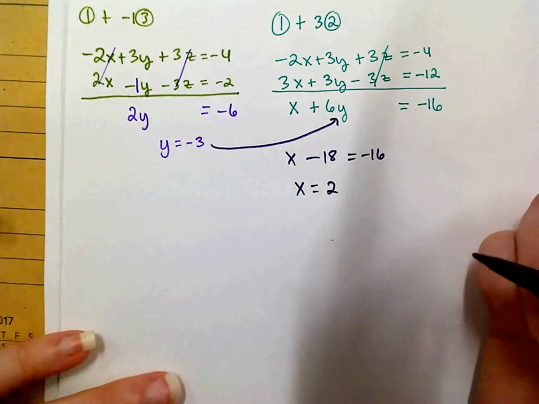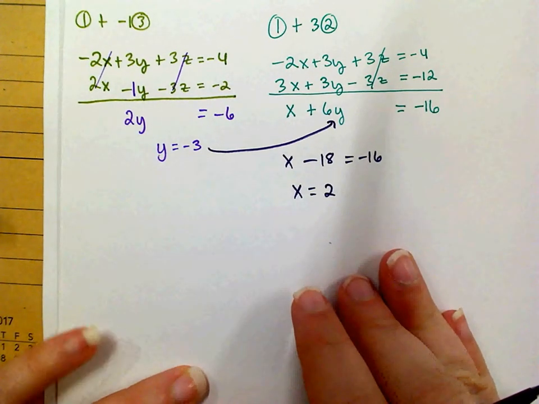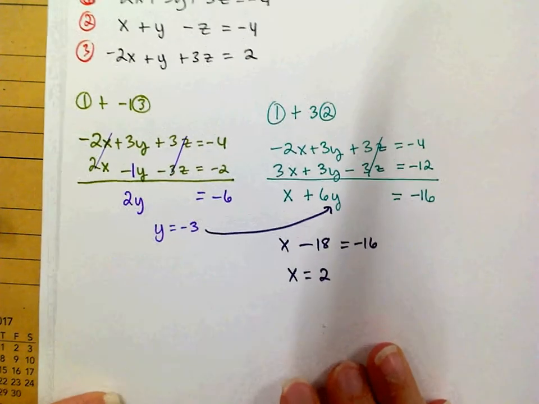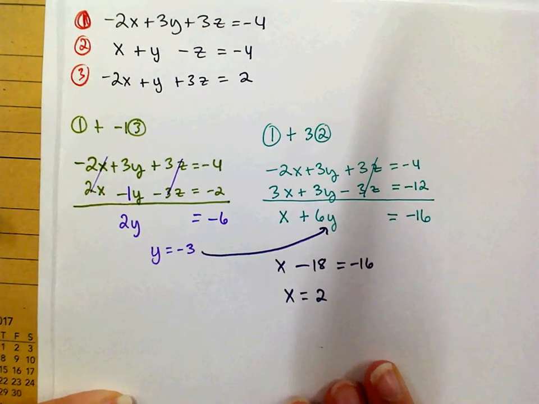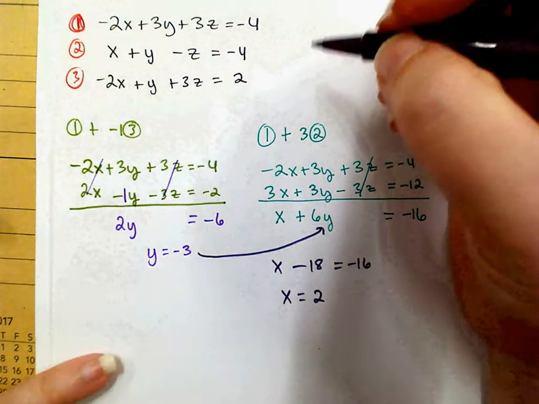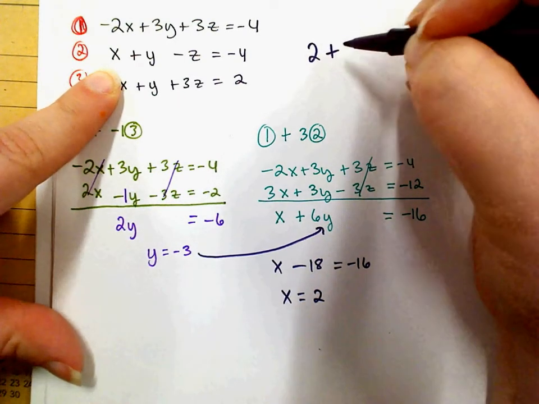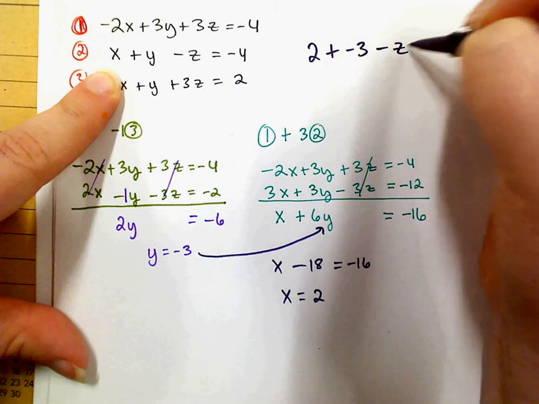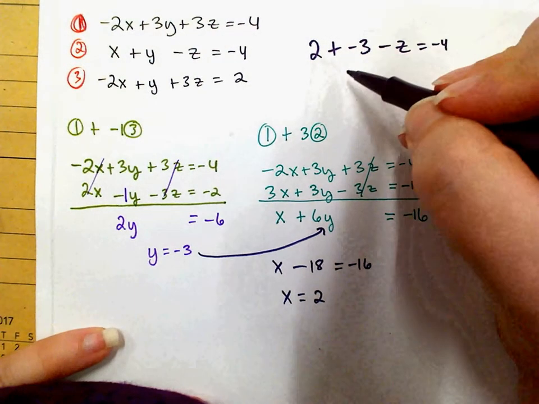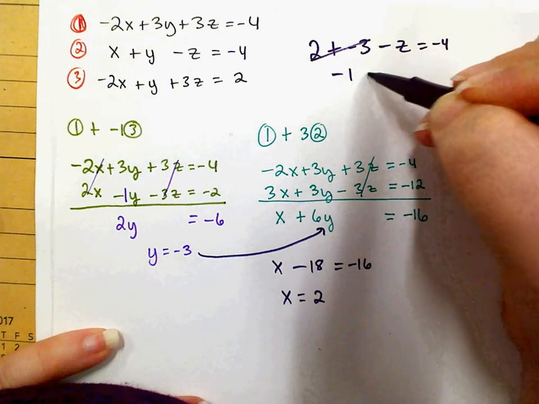Now that I know two variables, what can I do? Plug them in to solve for the third, right? Does it matter which equation I pick? No. 2 has the least amount of multiplication, so I'm going to go ahead and pick 2. So in row 2, I know that x is 2 plus y is negative 3 minus z equals negative 4. What is 2 plus a negative 3? Negative 1. So negative 1 minus z equals negative 4.